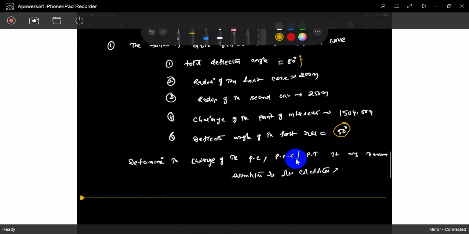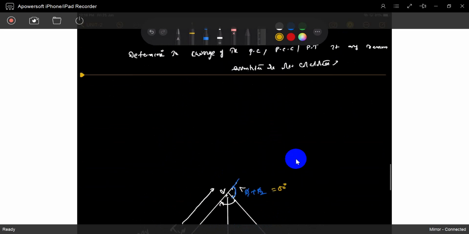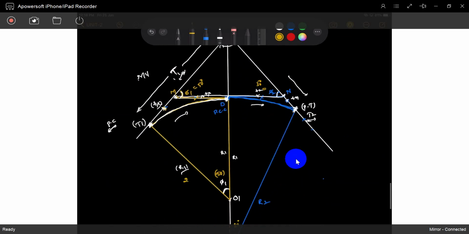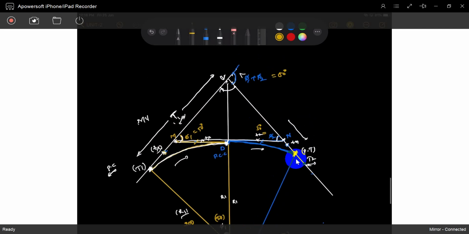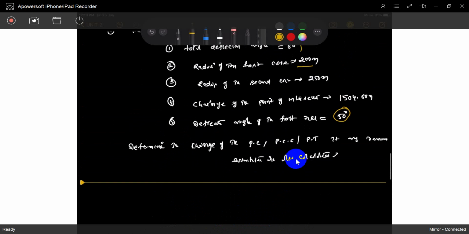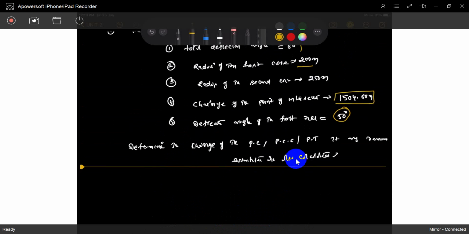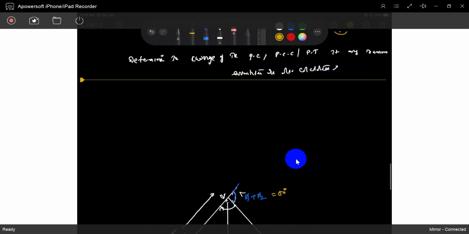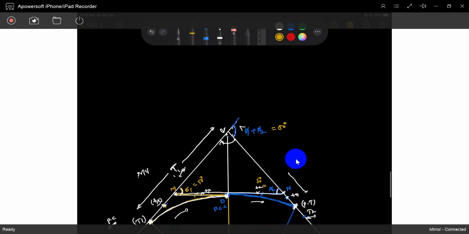Also he said that the radius of the first curve R1 is 200, and the second one, R2, is 250. And the chain edge of the point of intersection is 15 0.4 into 80 meters.